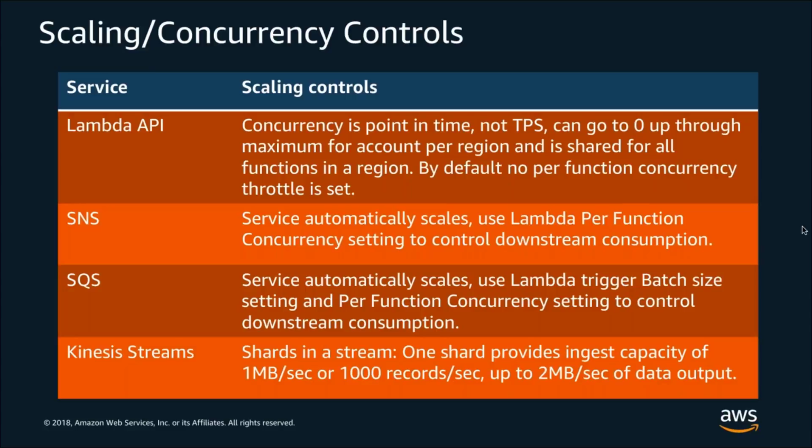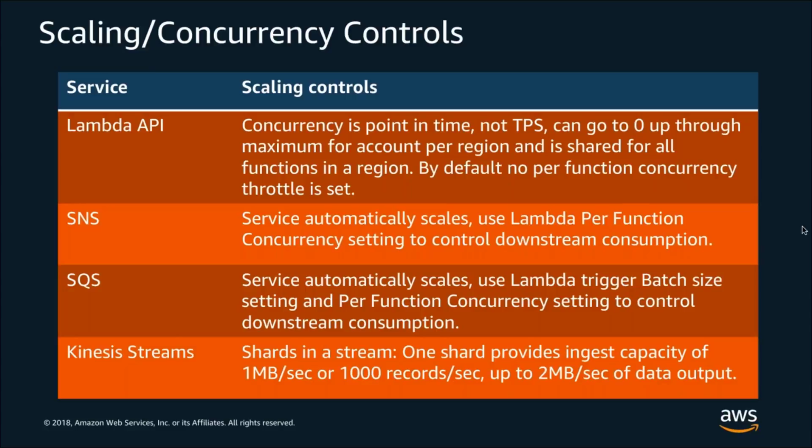For SNS, the service itself automatically scales. You never have to think about what's involved in scaling an SNS topic. And so when it comes to consumption of data out of SNS, the Lambda per function concurrency setting is really the only way that you could say how quickly you want to consume data from an SNS topic. With SQS, very similarly, the service itself is just going to scale. You never have to think about turning any knobs or levers in order to make SQS scale up.